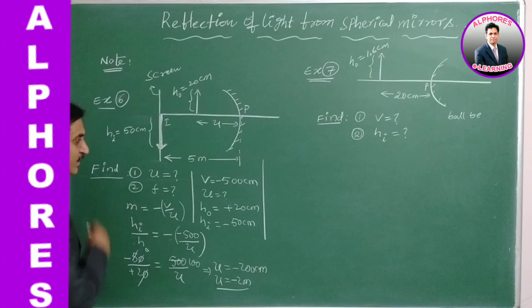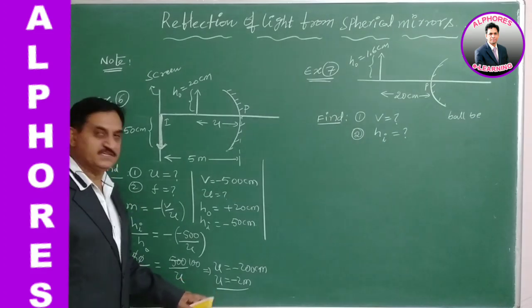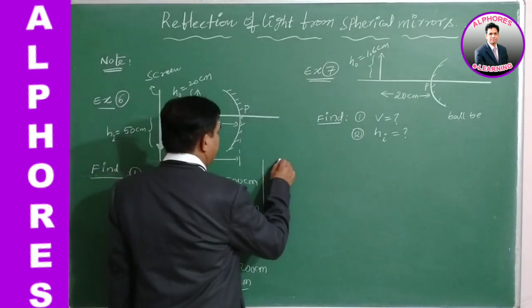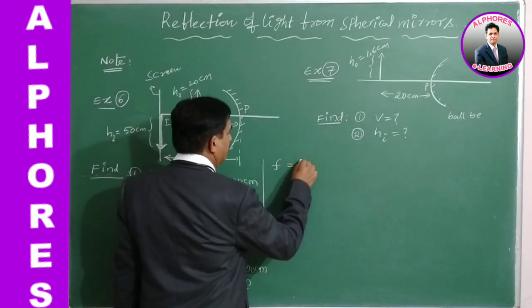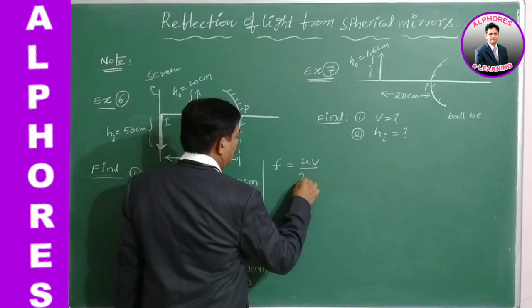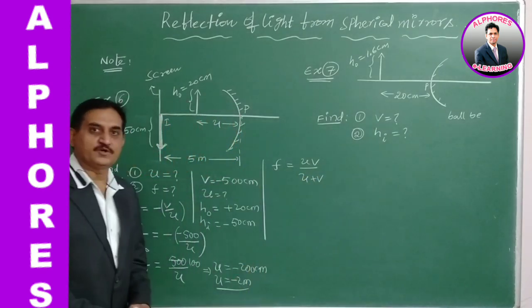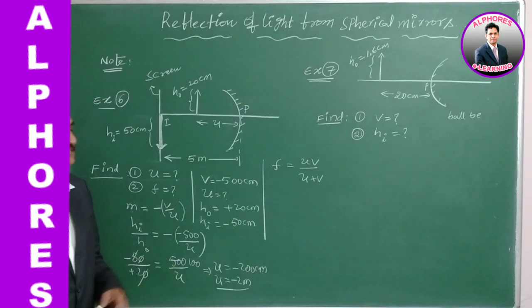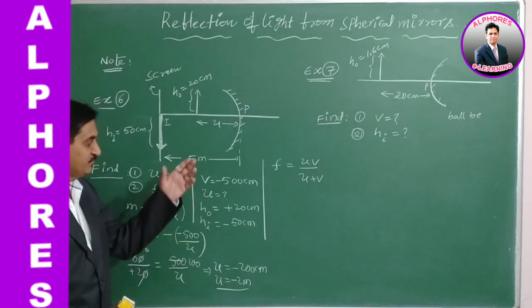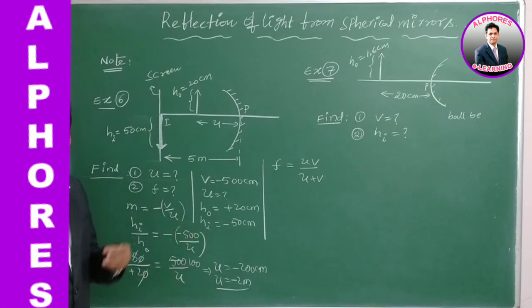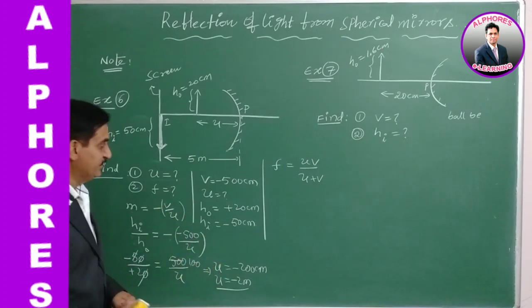Then go for the focal length. Once we find this object distance, we can easily find the focal length. And the focal length formula we know, f is equal to uv by u plus v. Yes, we are going to find the focal length, so no need to use the sign convention for it. For the rest of the quantities, object distance and image distance, their corresponding signs are to be used.